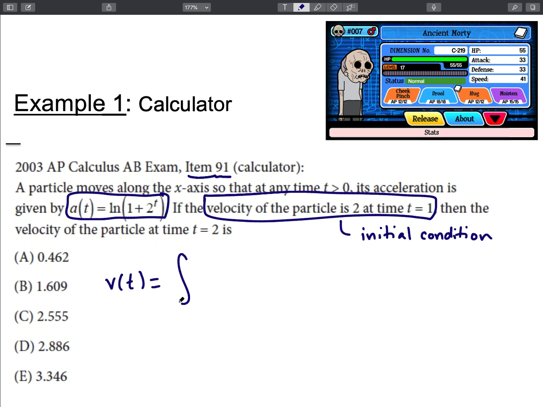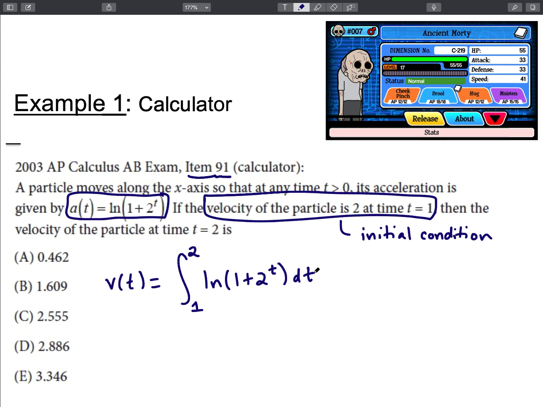Well, we know the velocity of the particle is 2 at time t equals 1. So then t equals 1 can go on the bottom. We do want to stop the integral when t is equal to 2, so 2 is going to go on top of my integral. What are we going to integrate? We're going to integrate the natural log of the quantity 1 plus 2 to the t, and of course, with respect to t. So now this integral is going to tell me how the velocity has changed from 1 to 2.